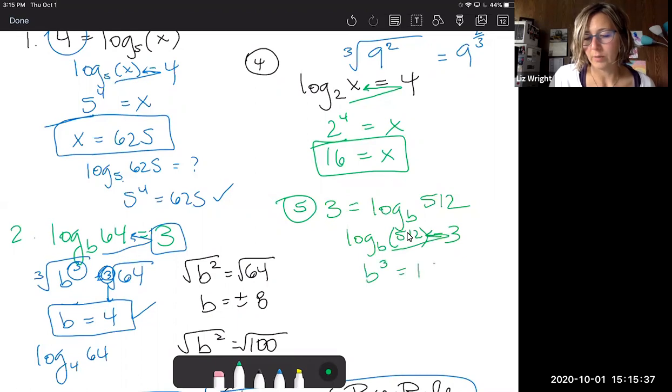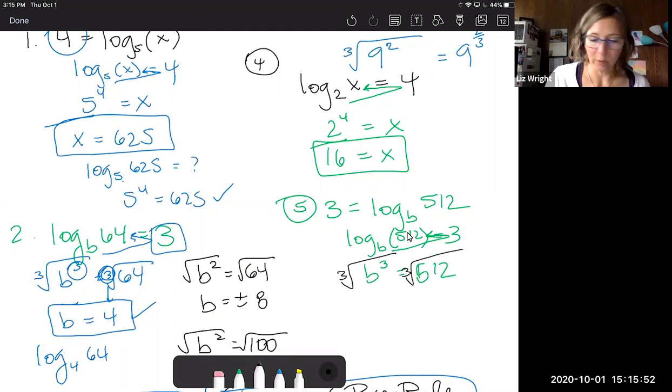How did I tell you how to solve this a little bit ago? When we have b to the 3rd and it equals 512? Well, how are we going to undo that exponent? I'm hoping you're saying take the cubed root. Because if you're saying that, that would be correct. So we're going to take the cubed root, and b equals 8.